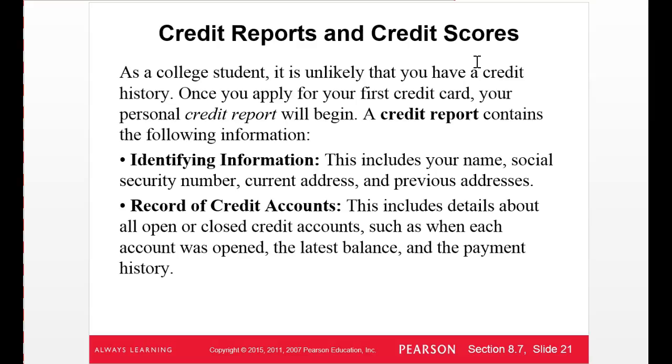Credit reports, credit scores. So a credit report will contain identifying information, such as your Social Security number, typically your current address, and sometimes several of your previous addresses. And then credit accounts, like anything that you ever had a credit account for that you paid off, any credit card that you opened, or any loan typically that you borrowed money for and then paid off, even if it's been years and years ago.